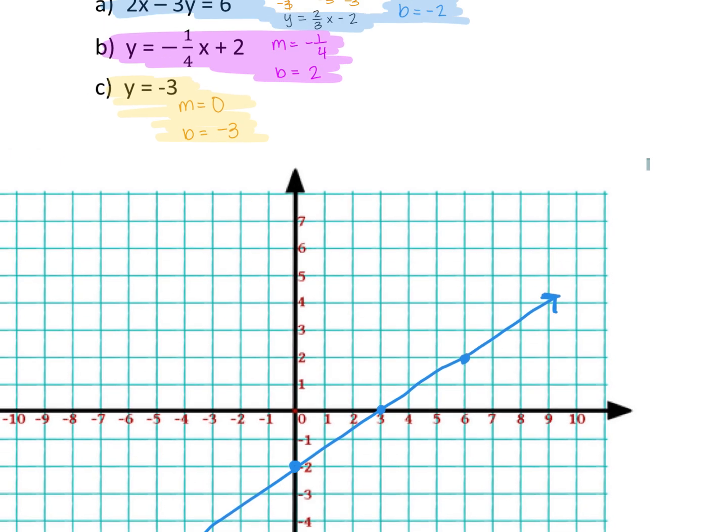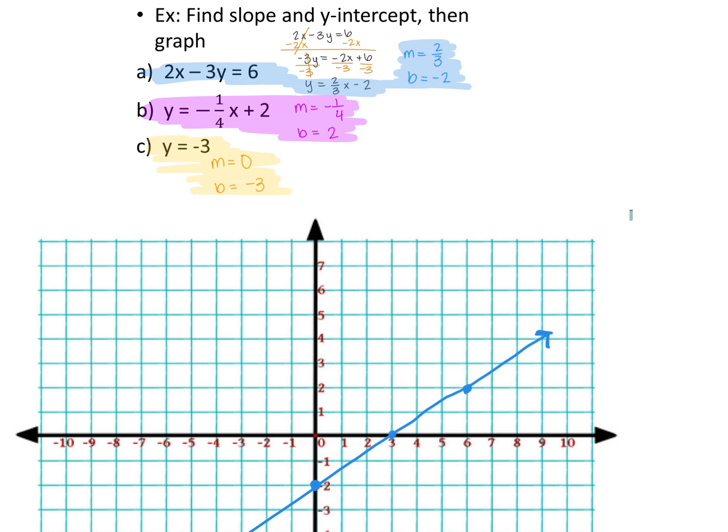Okay, next, that was my blue. Let me do my purple. What is my y-intercept for B? 2. Good. So put that dot on 2, and then what's my slope? Is it positive or negative? It's negative. Negative 1 over 4. So that means I'm going in which direction? Up or down? Down. I'm going to go down 1 over 4. 1, 2, 3, 4. And then I'm just going to do one more to be as accurate as possible.